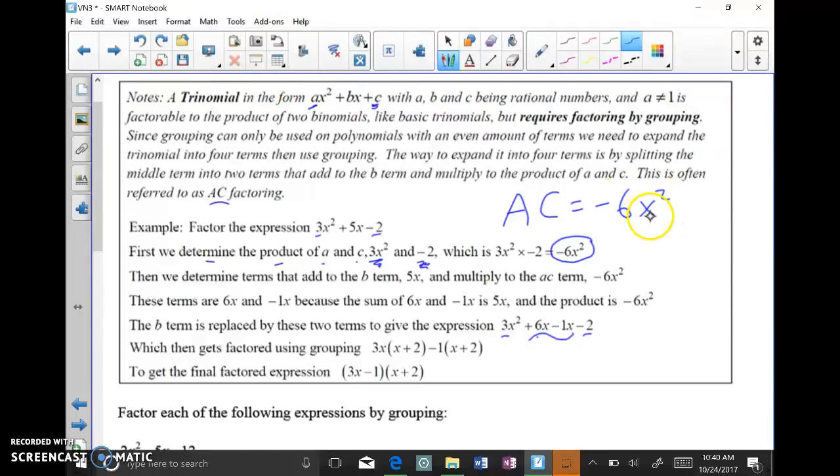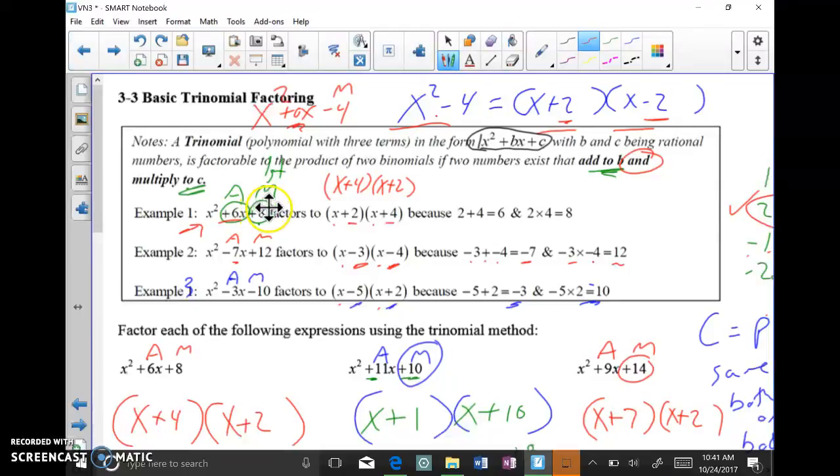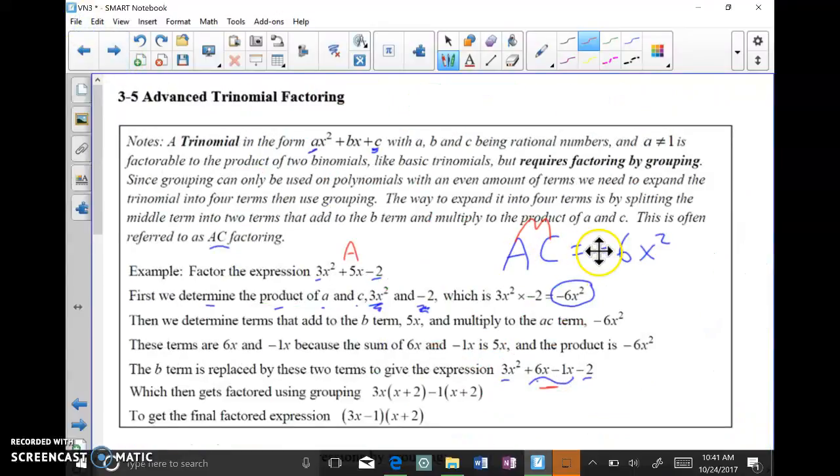The x squared is definitely part of it, but really the negative 6 is the most important part, because to split up your middle term, you need to find things that multiply to your AC and add to your B. So remember back at the basic trinomials, it was, what multiplies to C adds to B. Well, it's still kind of an AM operation, but it's not just multiplies to C. Now it's what multiplies to AC.